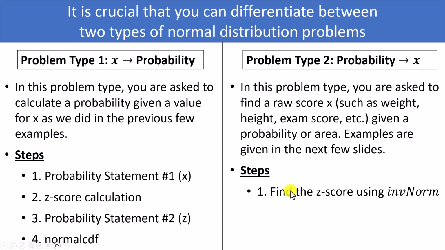So the steps for these are going to be, well, the first thing you're going to want to do is find the z-score corresponding to that probability, right? So if they say 97% is lower than this fastball or something, then you're going to have to find the z-score corresponding to that value, right? And we can do that using the inverse norm function on our calculator. And then from there, we can find the raw score using the raw score formula, which is really just a manipulation of the z-score formula solved for x. Okay, so make sure you have these down in your notes because we're going to be using these steps for problem type number 2.